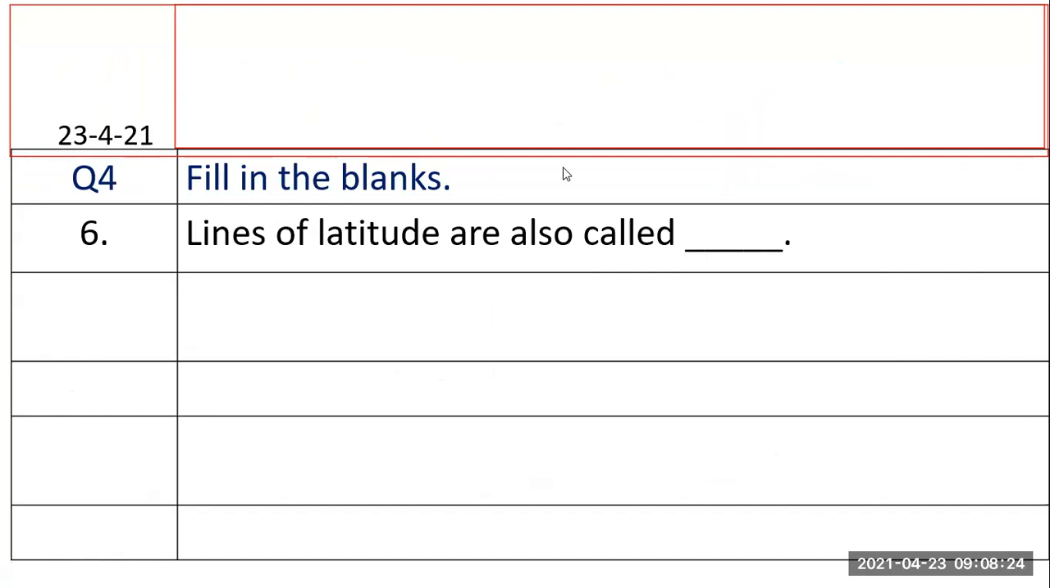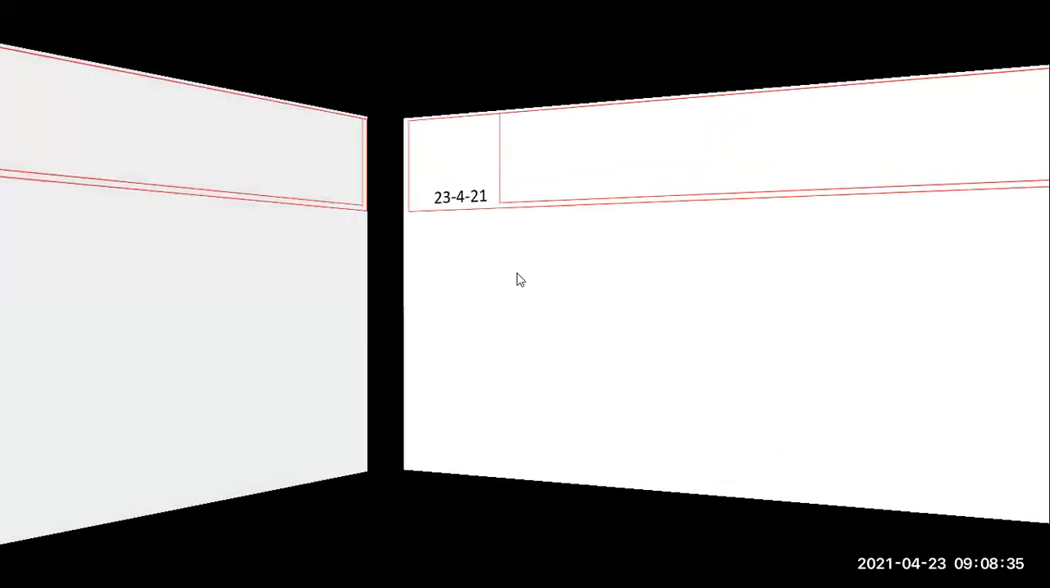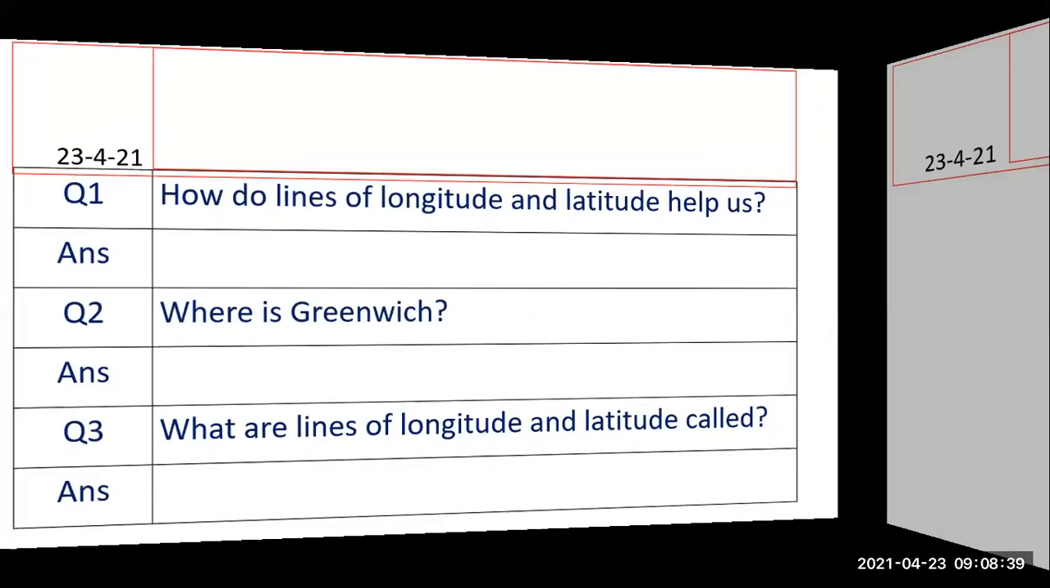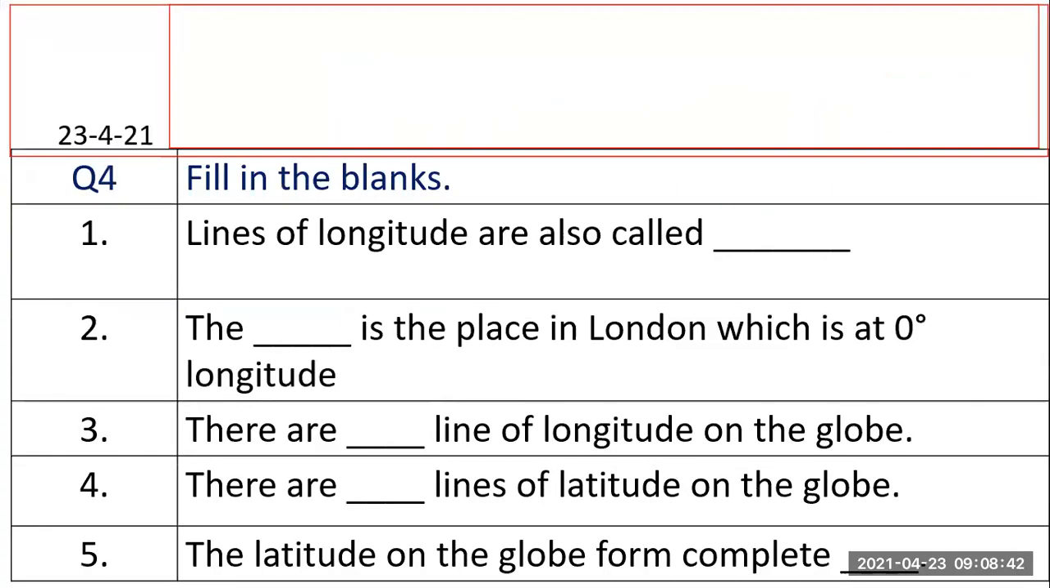Miss, please show fill in the blanks number 1 till 5. Okay, beta, on this page we are having just one fill in the blank, that is lines of latitude are called as dash. On page number 1, we are having more fill in the blanks. So I'm just opening this page. On this page, we are having 5 fill in the blanks, all are very easy. I want everyone to do the work neatly and cleanly.